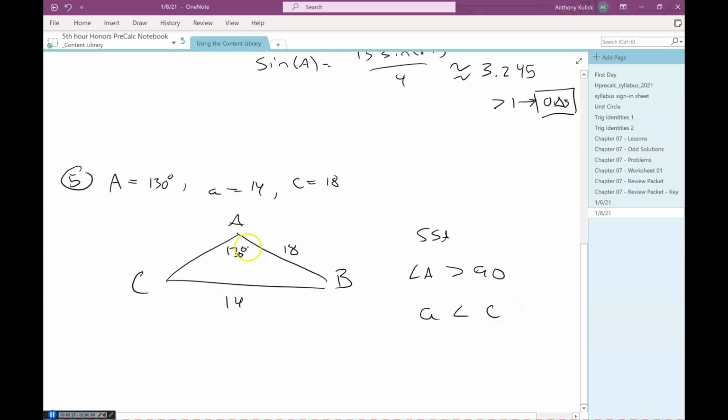Since this angle's obtuse, I know that this side has to be the hypotenuse, but it's shorter than the other side, which is like a contradiction. So that should tell me then that there are 0 triangles possible. Is that okay, Allie? Yeah. Okay.